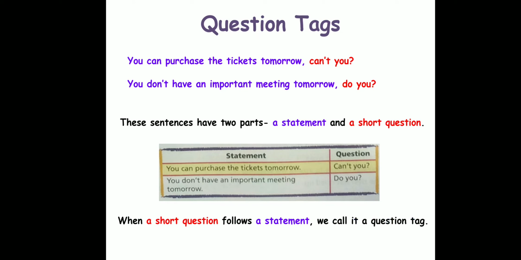Let's see what this says. When a short question follows a statement, we call it a question tag. Did you understand? So after the statement, if you're making no changes to the statement and you're just adding a short question tag at the end of it, that is called a question tag. A short question at the end is a question tag. You all already know this, I'm very sure. So this is just a revision for you.